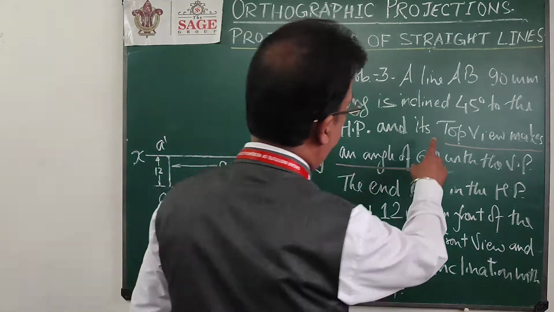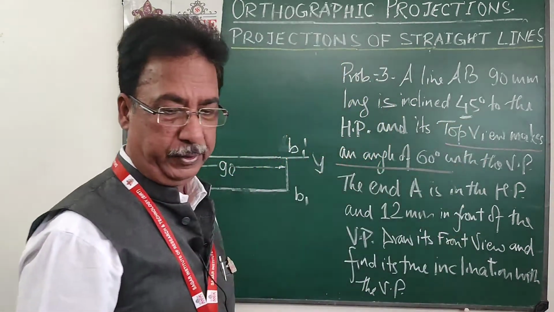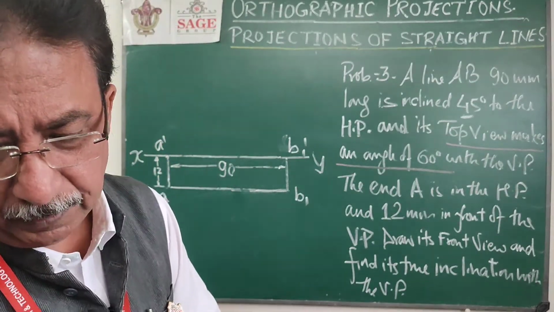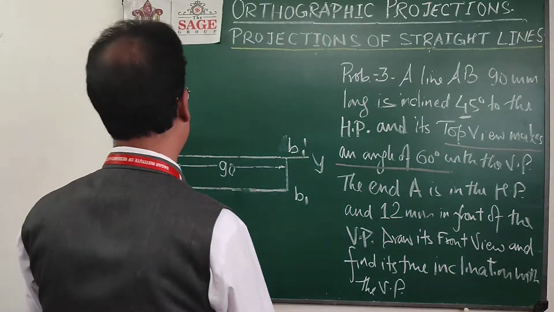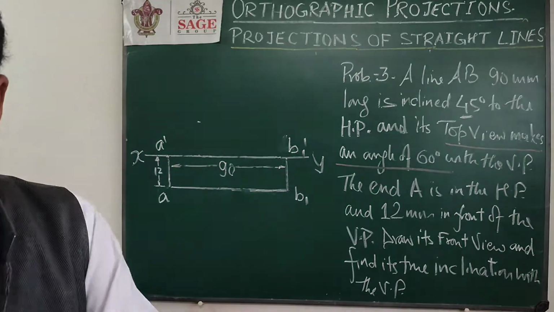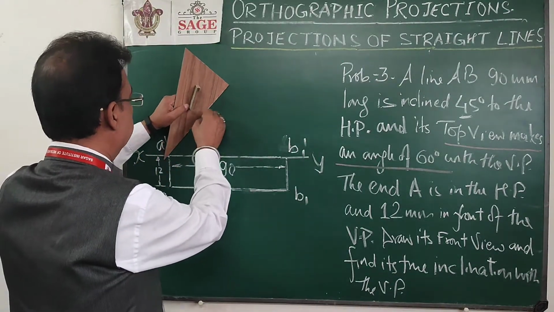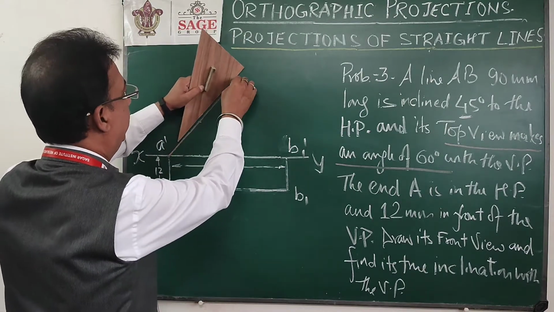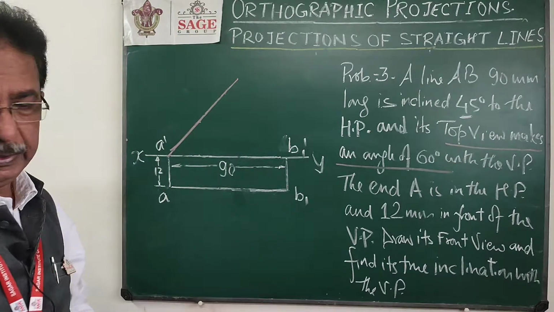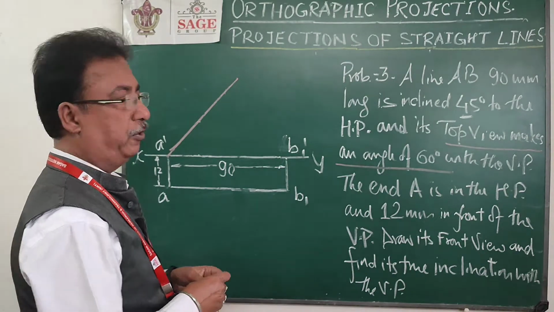Now in the second step I am going to make this line inclined 45 to HP. The 45 degree angle is given to me, that is the inclination of the line with the HP. So I will make this line inclined 45 to HP, so I can mark the 45 degree angle. Now as you know, when the line is inclined to HP by some angle, the length of the front view is not going to change. The top view is going to change.